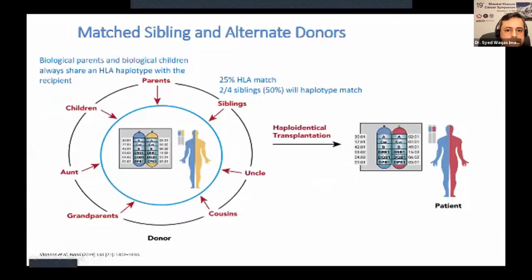Which is 25%, will be fully HLA matched with the patient. 2 out of every 4 siblings, which is 50%, will be haplotype matches only. Biological parents and biological children always share an HLA haplotype with the recipient unless a rare genetic rearrangement has occurred.